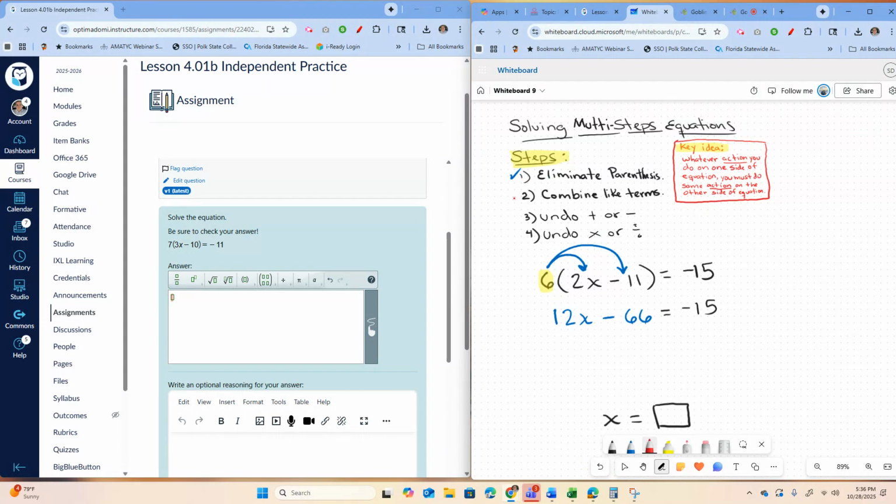Step number 2, we're going to combine like terms. Now, the only time you do that is when you have the letter x showing up more than once. Right now it's showing up one time, once. So we cannot do that step.